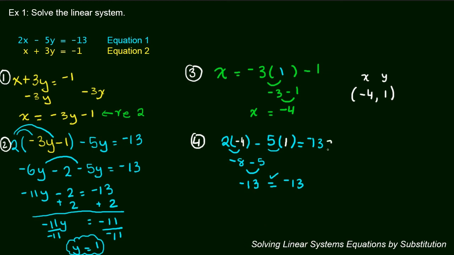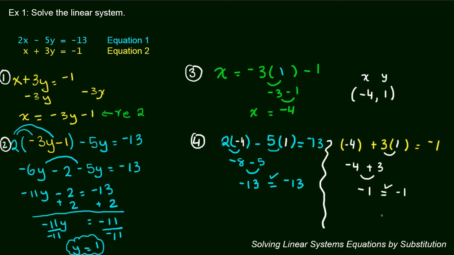Let's check the second equation. Make sure it works on the second one as well. So I have negative 4 plus 3 times 1. Does that equal negative 1? Negative 4, 3 times positive 1 is a positive 3. They are different signs, so I subtract and I get negative 1, which is equal to negative 1. And so yes, this is our solution to our system of linear equations.